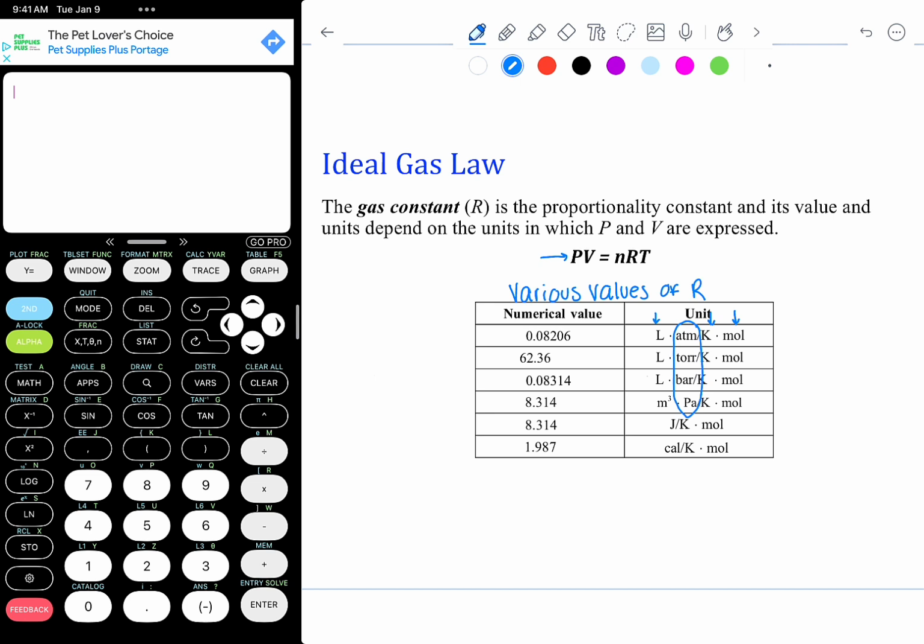We have to make sure that the R has the correct pressure units so that the units cancel appropriately for that specific pressure. Now we aren't going to use these last two values of R because those are used more in Gen Chem 2 than they are in Gen Chem 1. So we're going to look more so at the first four where the pressure units are defined more clearly.